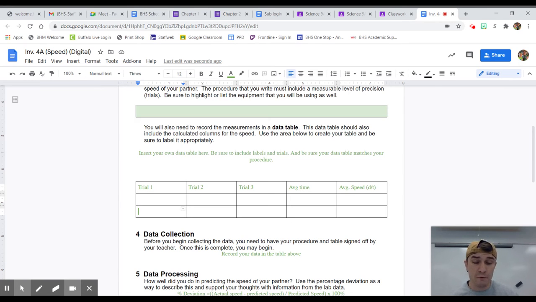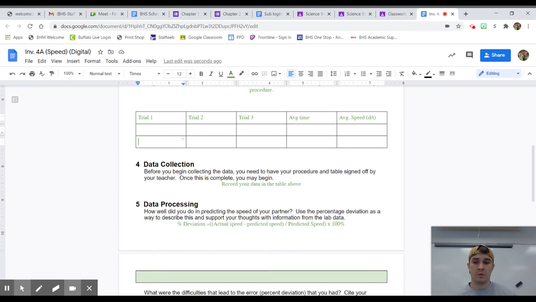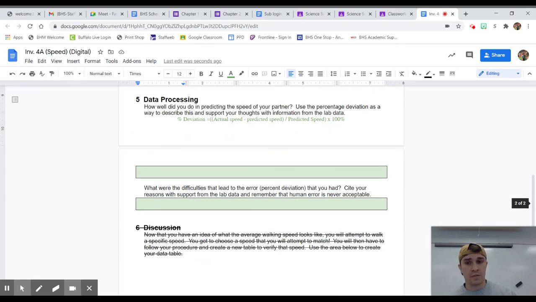Now yours will look different depending on how you set yours up. As we keep going, data collection, you're going to record your data up above. That's you doing the lab. The last part then is data processing. And with the data processing, we are finding this percent deviation.